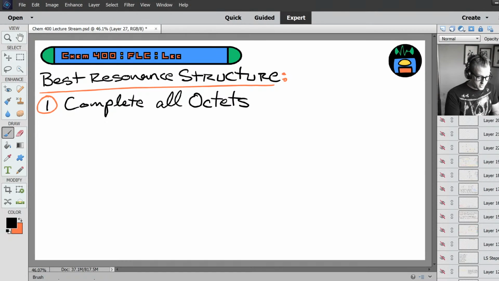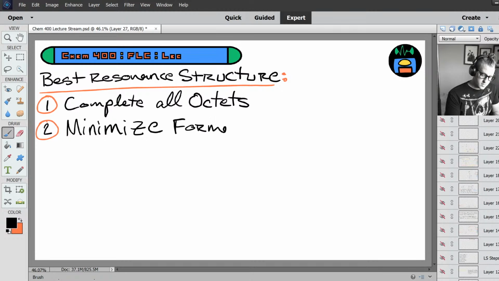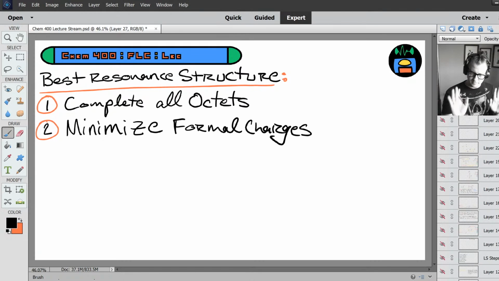Second order of importance, you need to minimize formal charges. Now you have learned how to assign formal charges, but you're like, I thought they were just there. What do you mean minimize them? We'll do an example and you'll see what I'm talking about.